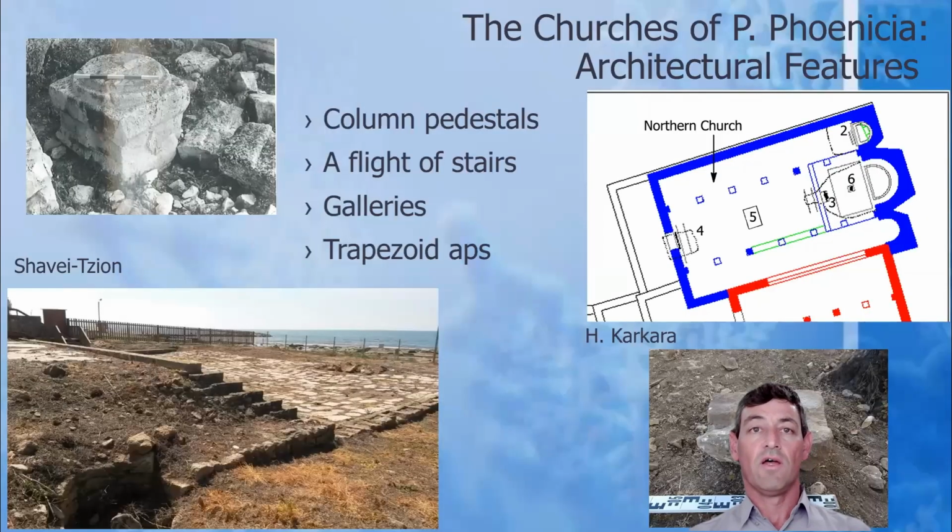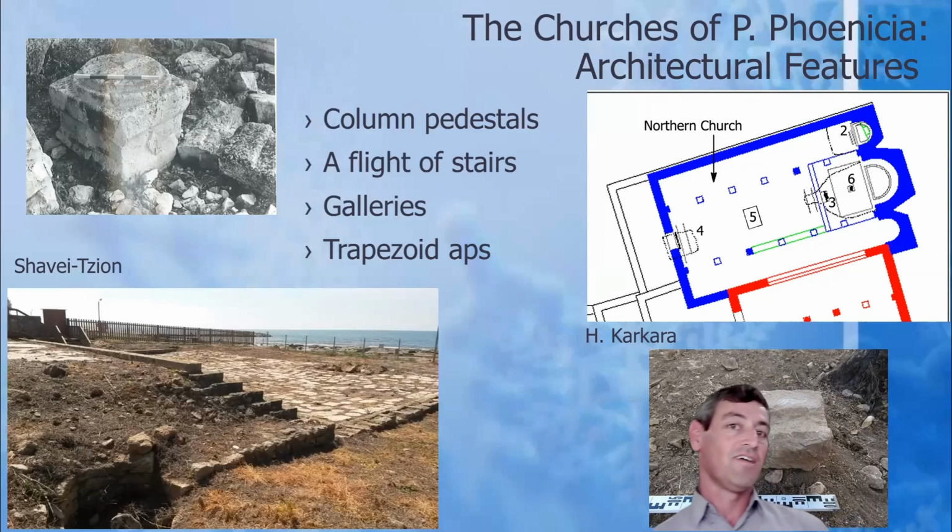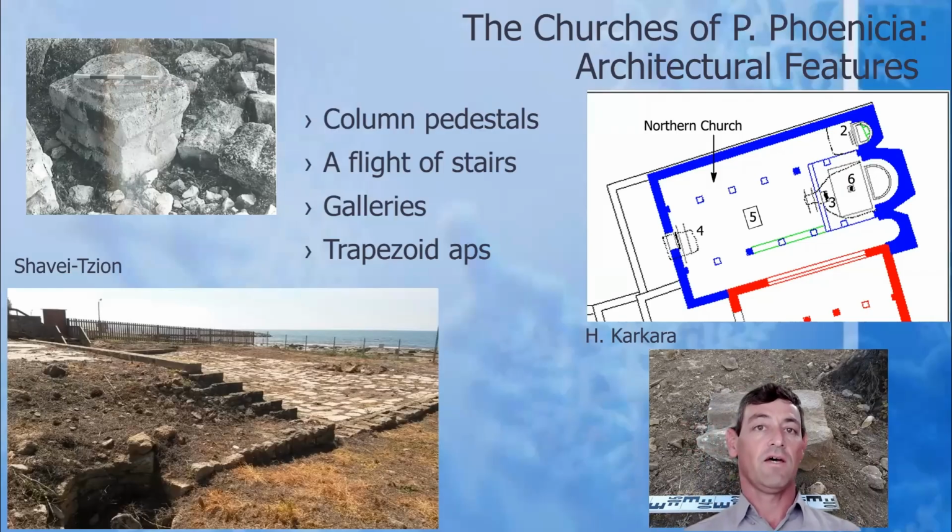Let's look at the architectural features shortly. You can have pedestals that do not show in Palestina, a flight of stairs ascending from the atrium to the narthex. This is a piece of a gallery, which shows that there were galleries. And in the upper picture, you can see that the outside line of the apse is, in some churches, trapezoid.